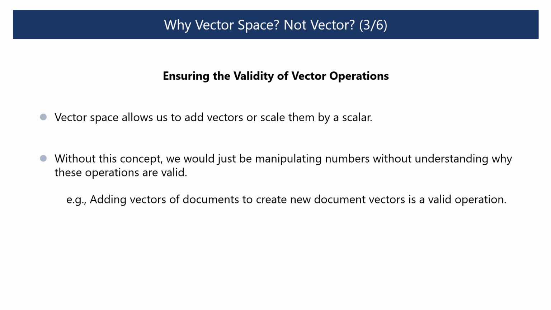Vector spaces matter, first, for ensuring the validity of vector operations. The concept of a vector space enables us to add vectors or scale them by a scalar. Without this concept, we would just be manipulating numbers without understanding why these operations are valid. For example, adding vectors of documents to create new document vectors is a valid operation owing to the vector space structure. Without vector spaces, it would be hard to justify why these operations make sense.